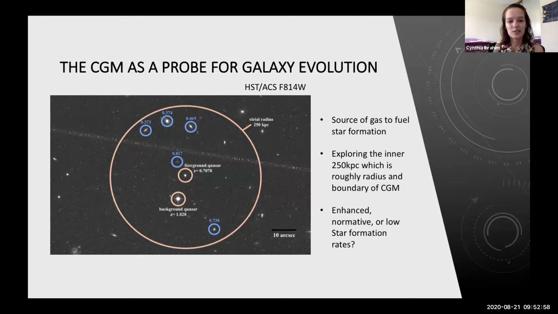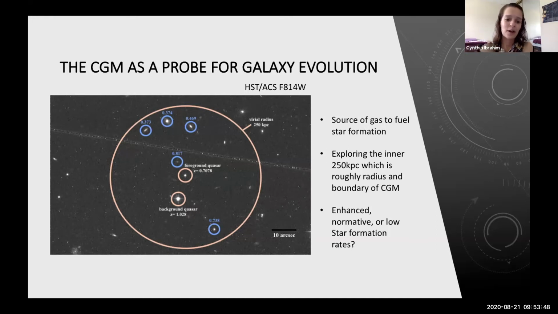This figure on the left is just to better visualize these words that I've been saying. We have the virial radius, also known as the rough boundary of the CGM, and we have two quasars in our fields. This is from our field HST ACS, and in every field that we look at, we have two quasars, the foreground and the background. Our focus is the foreground quasar, and as we see, it's at redshift z equals 0.7. The foreground quasar we use to measure the distances from this quasar to other galaxies, just so we can find out how far away they are. The main purpose of the background quasar is that it allows us to probe the gaseous environment, the CGM of the foreground quasar. In other words, it's used as a flashlight on our foreground quasar.